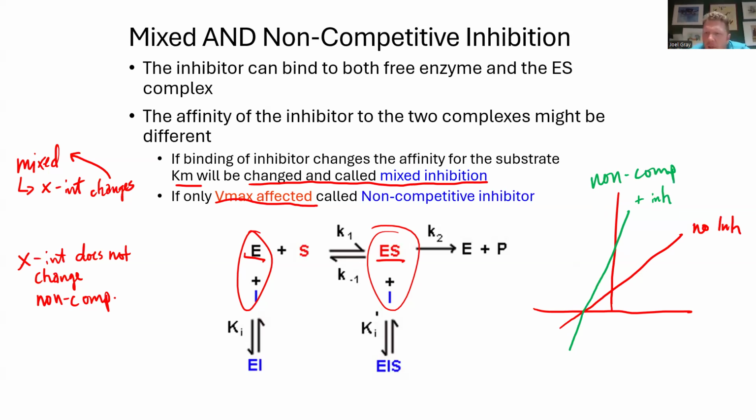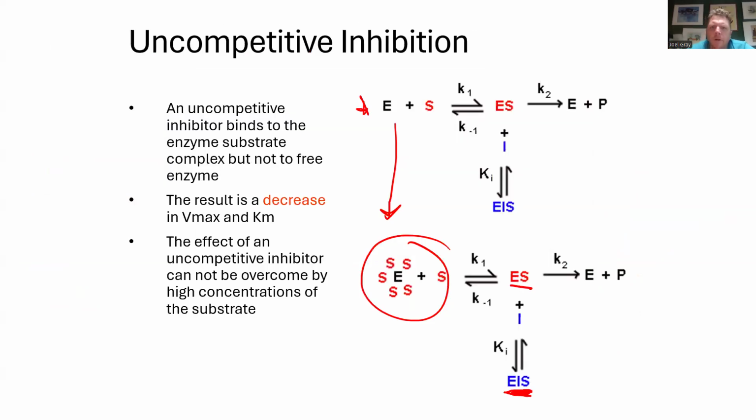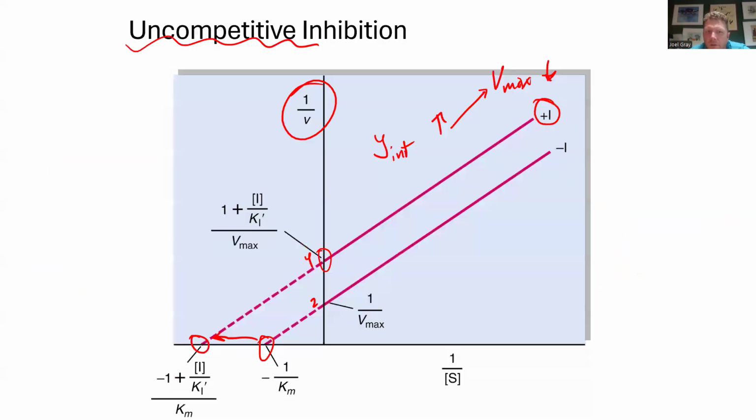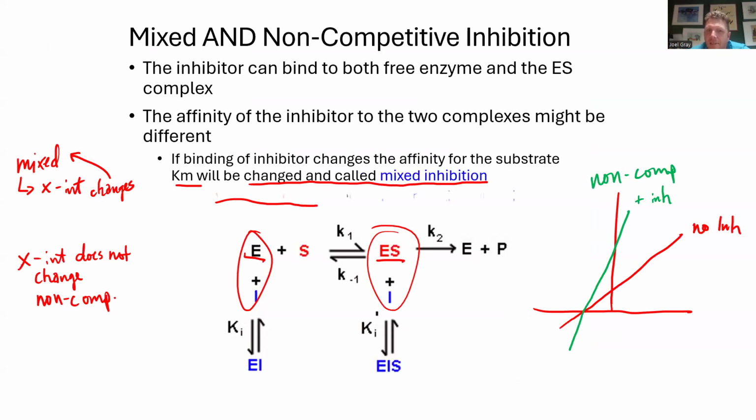Now you look at that. Is that different from this? 100%, it absolutely is. Is that different from this? 100%. I have an intersection of my two lines on the x-axis. This is non-competitive inhibition. Does my y-intercept change? Yes, it does. This is non-competitive. Only Vmax changes.